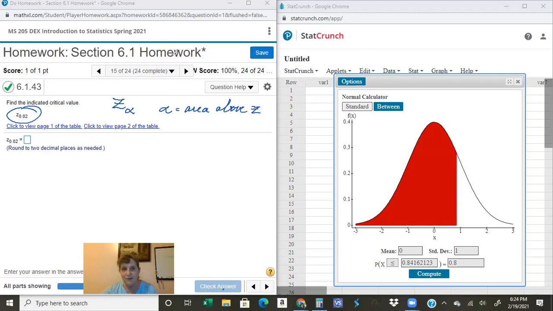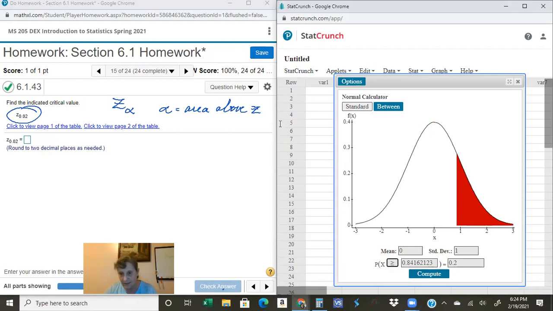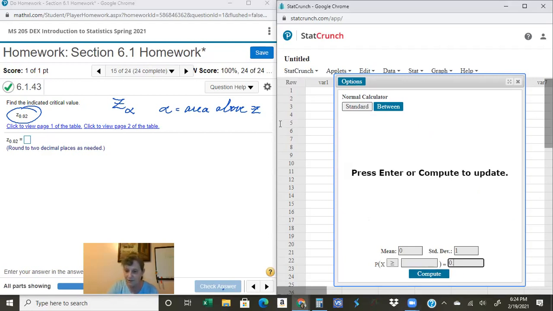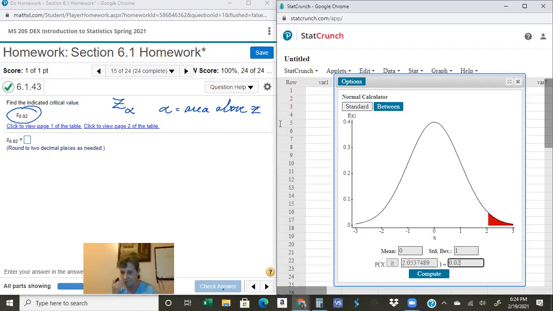But we can just come over here and set it at greater than or equal to to make it above. Set this at 0.02. And the z-value that corresponds to that is when z is 2.05. So slightly more than 2 standard deviations above the mean. So that's how we're going to use StatCrunch to calculate standard normal distributions and probabilities. It's super easy with StatCrunch.